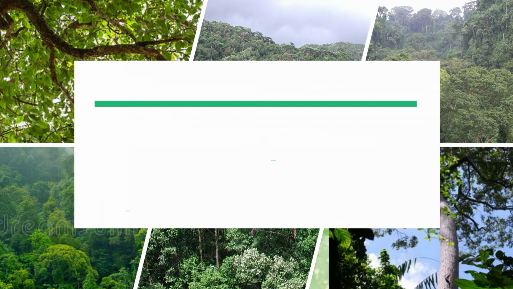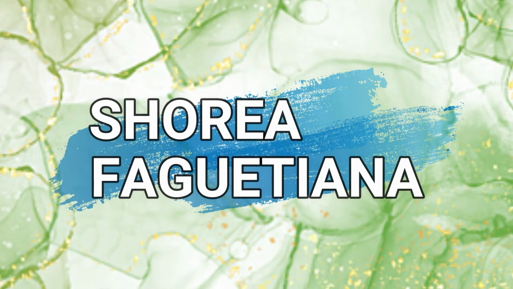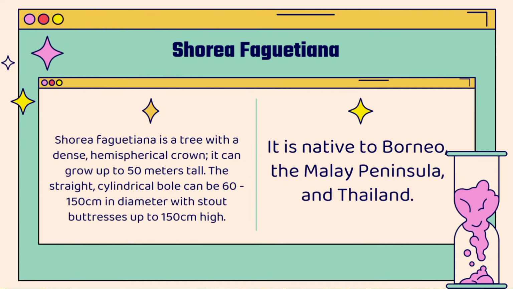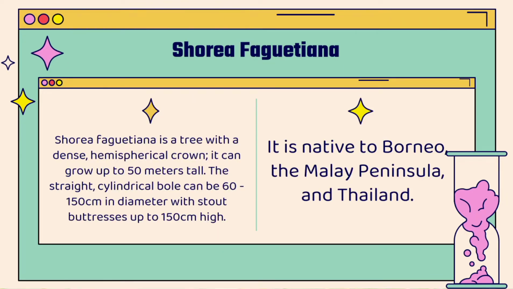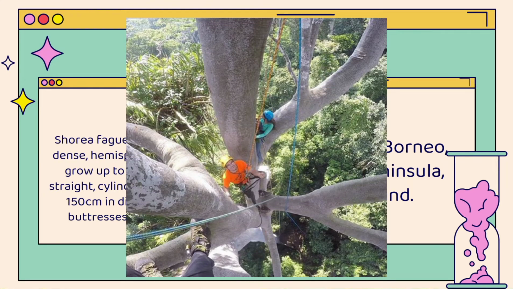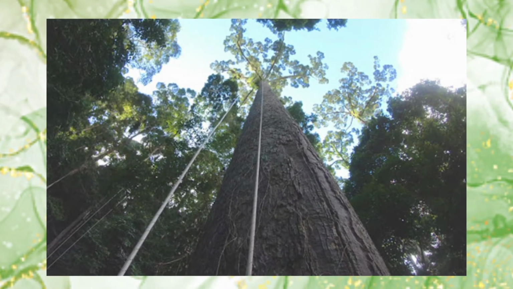And here are some example species of Dipterocarp trees. Number 1. Shorea faguetiana. Shorea faguetiana is a tree with a dense hemispherical crown. It can grow up to 50 meters tall. The straight cylindrical bole can be 60 to 150 centimeters in diameter, with stout buttresses up to 150 centimeters high. It is native to Borneo, the Malay Peninsula, and Thailand. It is also the tallest tropical tree as of 2019 according to National Geographic.